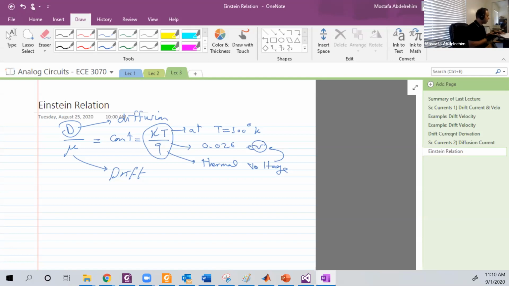So next time we'll start with the PN junction, which is the first really interesting application of all the physics that we studied so far. Okay. And then we will gradually delve into circuits or applications. So the course will go back to being analog circuits.